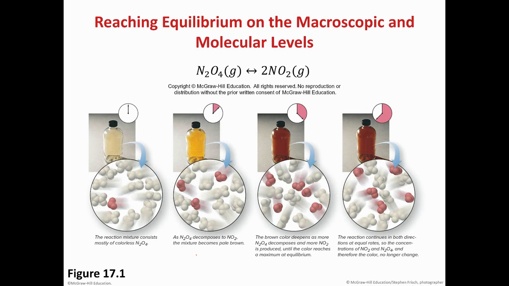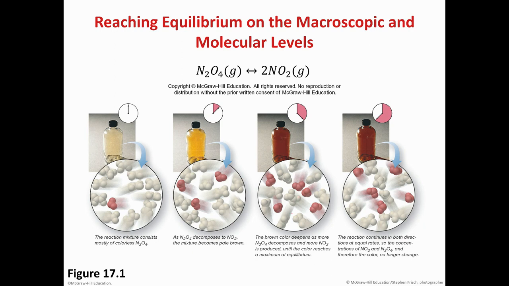Okay, this is a reaction of N2O4 and 2NO2. And this is the idea that we start with N2O4 and it's going to proceed forward. So as we look in the graphic here, we start off with N2O4, a colorless gas, so it's the white ones. Then it starts to make product, NO2, which is a brown gas. And ultimately, over time, you get more and more NO2 until equilibrium is reached. And that would be this third one here. This is the equilibrium state.